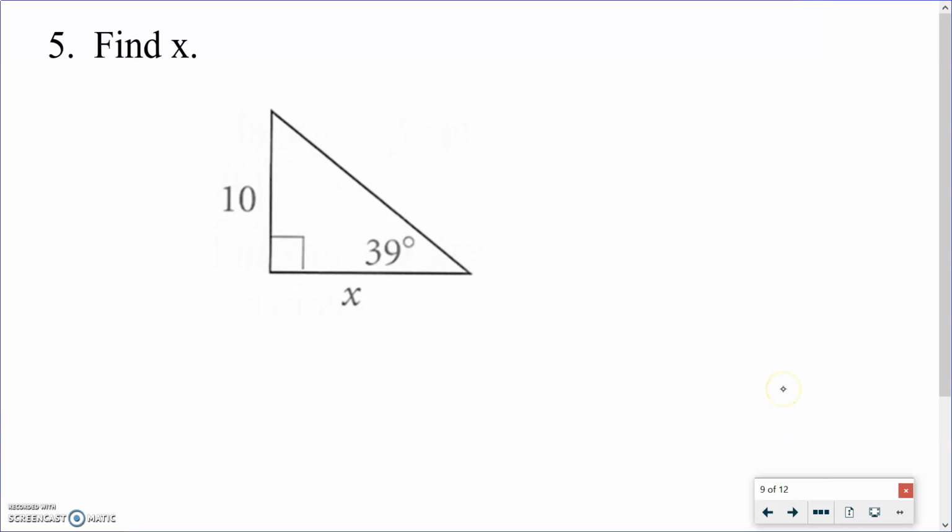All right, here we're looking, and now we have this 39-degree angle, and again I need to figure out which sides I have. I don't have the hypotenuse, so I can immediately say it's going to be the tangent. Okay, and so I'm going to do the tangent of 39 equals the opposite, so 10 over x. Okay, so here's something we haven't seen before. So we can go about it this way.